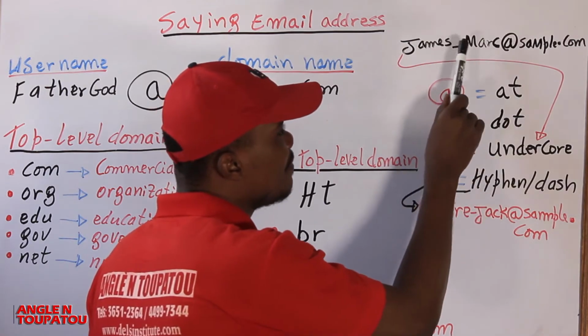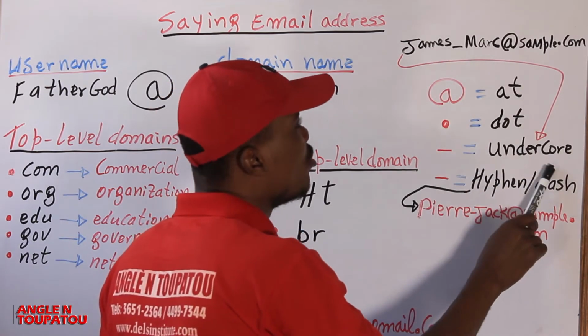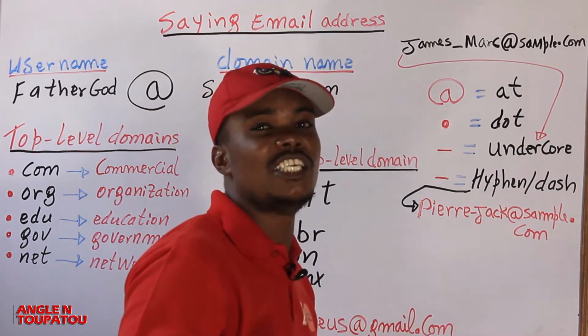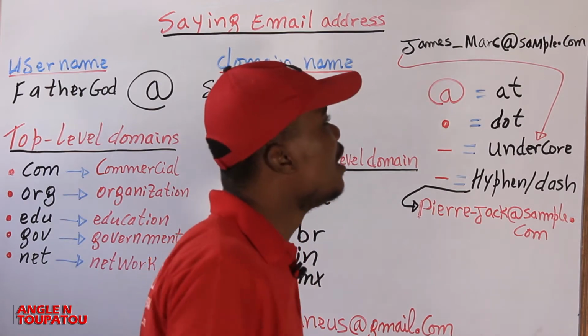You see? James. They call this underscore. Mark at sample. When I say sample, it means échantillon. This is an example, all right?